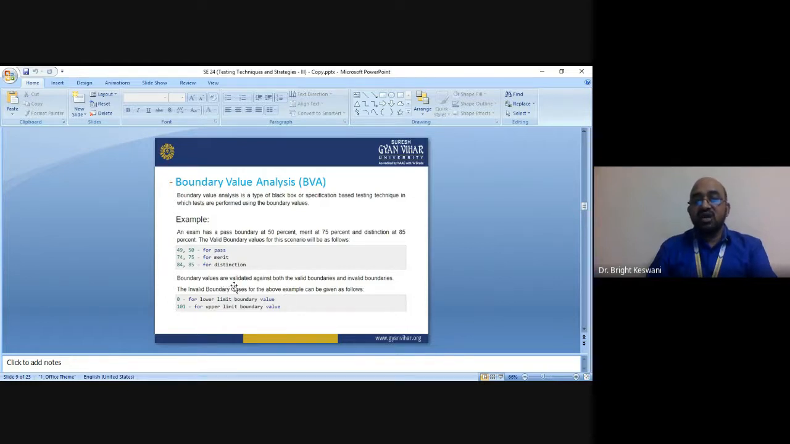Boundary values are validated against both the valid boundaries and invalid boundaries. The valid boundary cases for the above example can be given as follows. What are those boundary cases? Lower limit boundary is 0, and 101, meaning above 100, for the upper limit boundary value. So invalid boundary cases are 0 and 101.